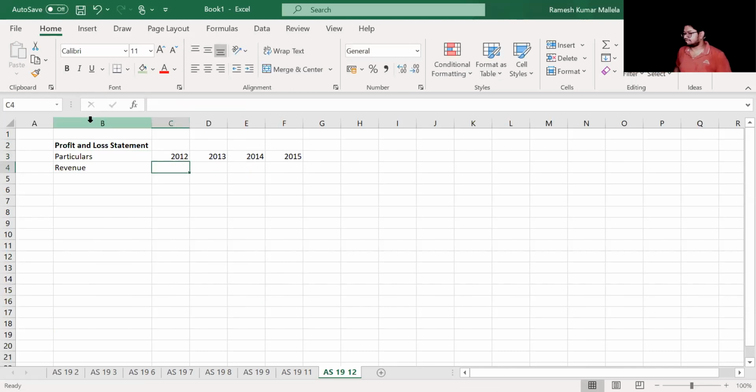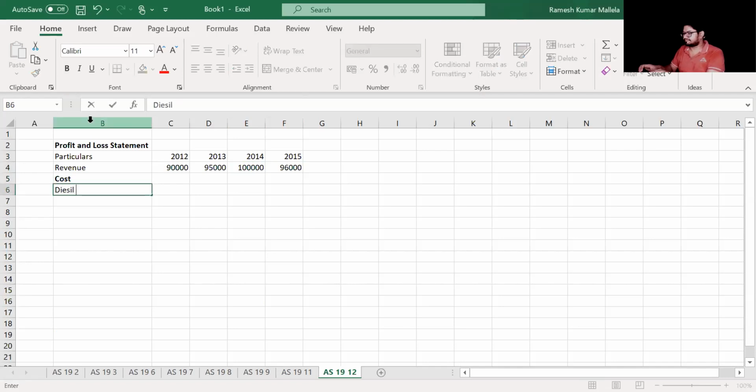Revenue, he has directly told you 90,000, 95,000, 1 lakh and 96,000. Next, cost. Costs, if you observe, there are multiple costs which he has given. So he has given you diesel and oil, which is 10,000, 16,000, 18,000, 16,000.